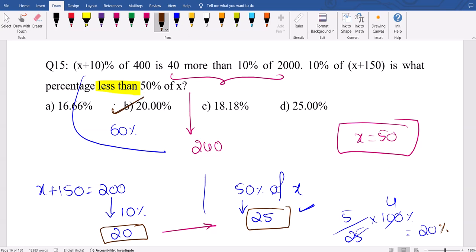Percentages, profit and loss along with discount concept, certain previous questions. Okay.